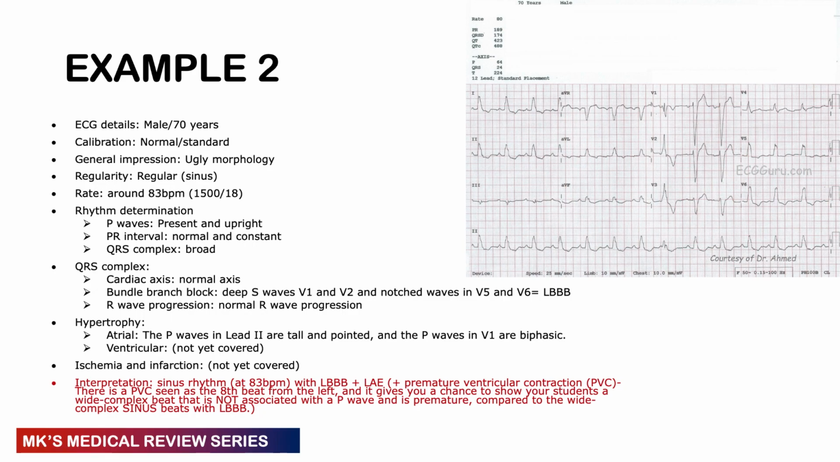So this patient here, of course, what's our interpretation? They have a sinus rhythm at roughly around 83 beats per minute. They have features of left bundle branch block. They have features of left atrial enlargement.